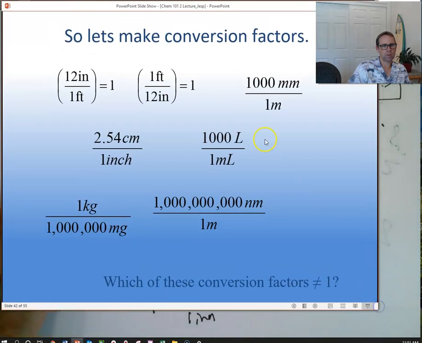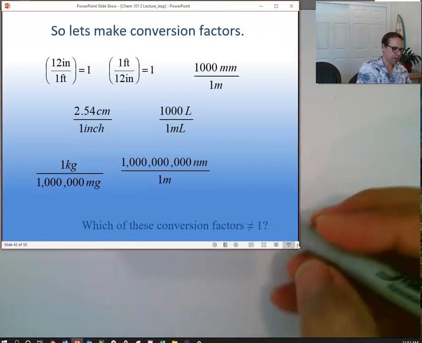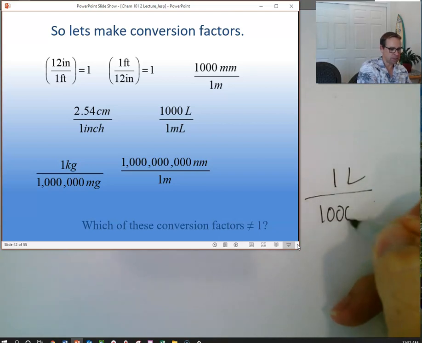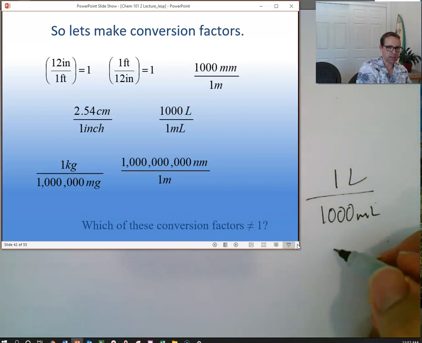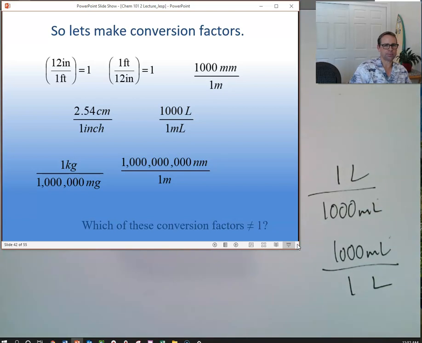Oh, 1 liter? Yeah, that one's not right, is it? What's wrong with it? The liter's bigger than milliliter. That's right. I have my numbers flipped. It's supposed to be 1 liter is 1,000 milliliters. Or I can say 1,000 milliliters is 1 liter. You think people ever accidentally do that? Yes. Yeah, they do. That's a very, very common mistake that we make on accident.